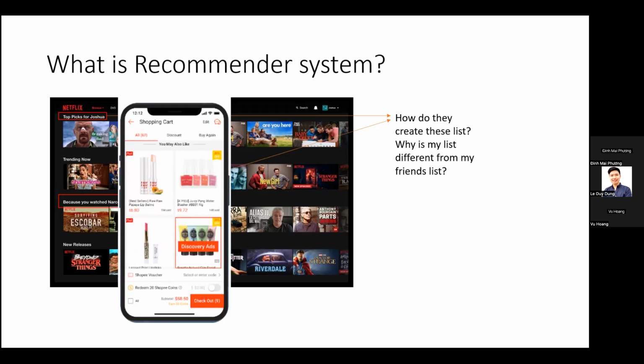Another example is maybe Shopee. When you add some product into your cart, or at payment check, when you scroll down you will see something like "you might also like". But how do they really know whether you like it or not? That is another example of a recommender system.